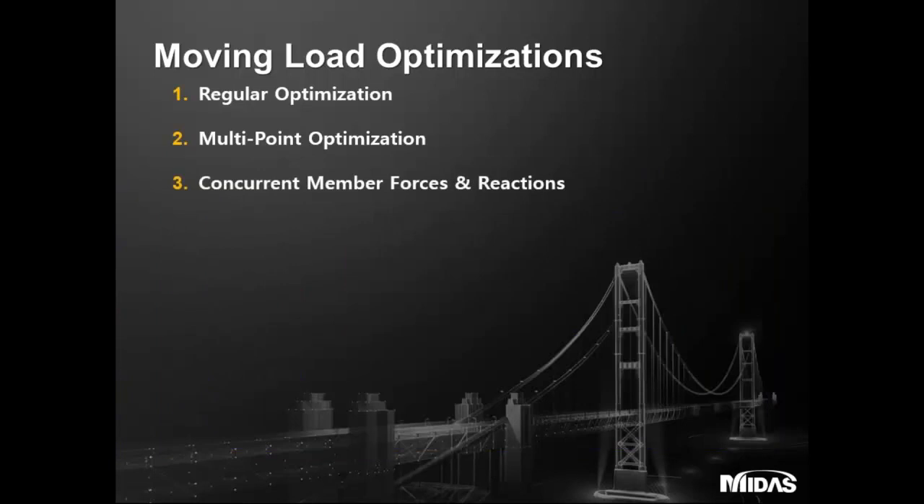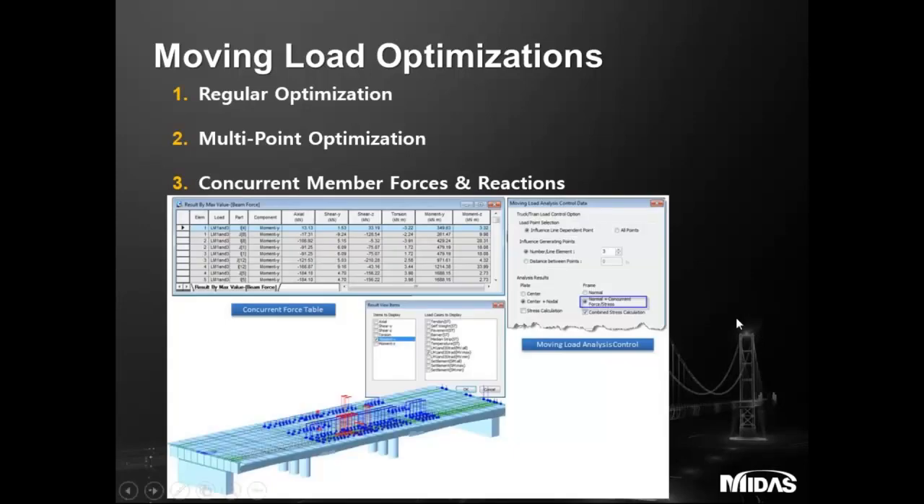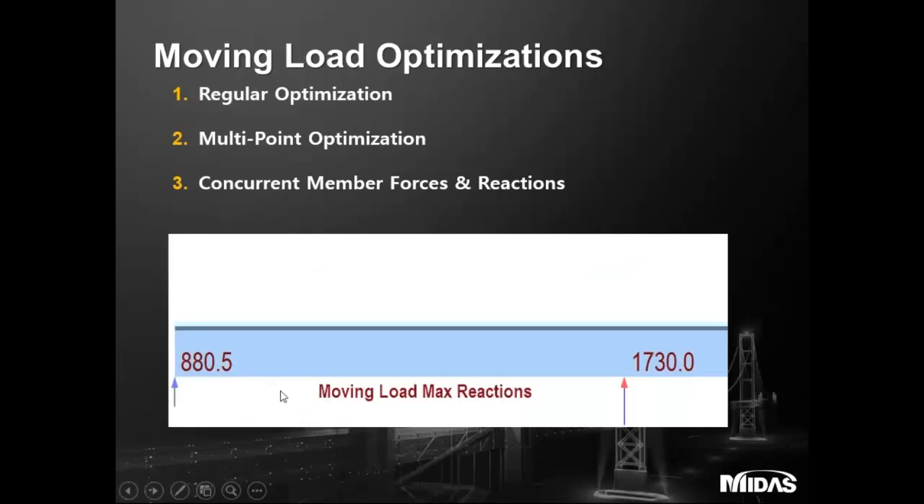Also, we could obtain the concurrent member forces. Generally for substructure design or for bearing design, you require the concurrent forces which are acting. So that could be obtained. You could obtain those in form of table for frame elements as well as for your support locations. Okay, so if I check the reactions due to moving load, this would be the reactions that the software will directly give you.